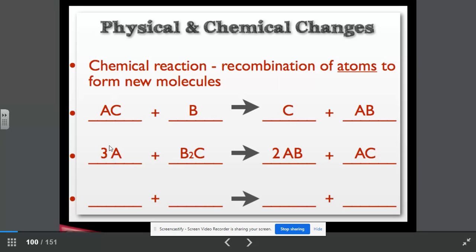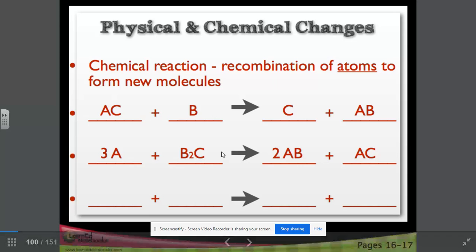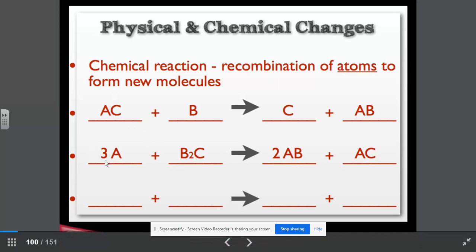This is known as my coefficient. The number in front of my element is my coefficient. That tells how many of it I have. My subscript number, my little number that's below my element, indicates the number of atoms. Now we know the law of conservation of mass tells us that matter can never be created or destroyed. So I'm going to have the same amount of matter on this side of the equation as I do on this side. These are my reactants. Remember, the arrow is my chemical reaction, and this side of the arrow indicates my products.